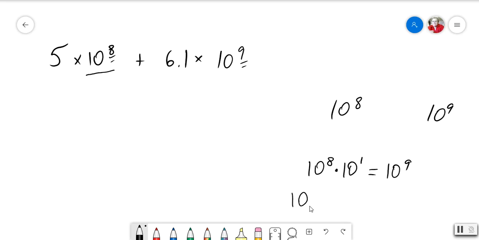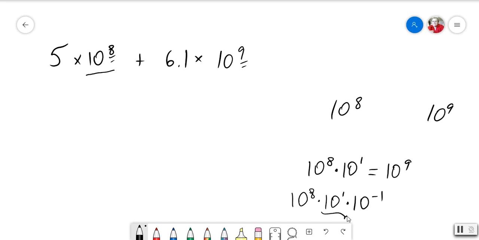Now watch this carefully. I know what I'm about to do is going to look confusing, but stay with me. I'm going to say 10 to the 8th times 10 to the 1st times 10 to the negative 1st. You probably say, what in the world is he doing?